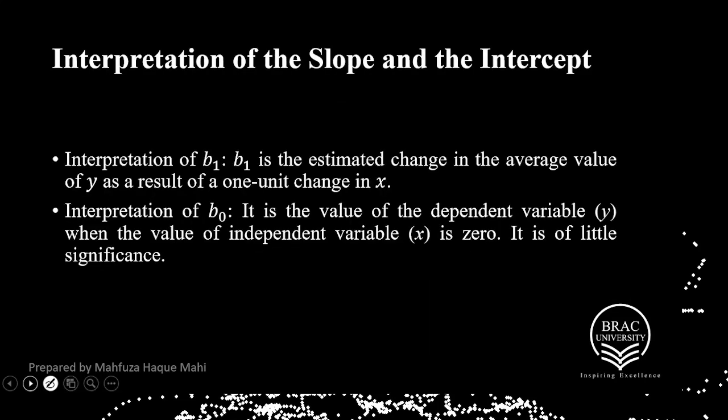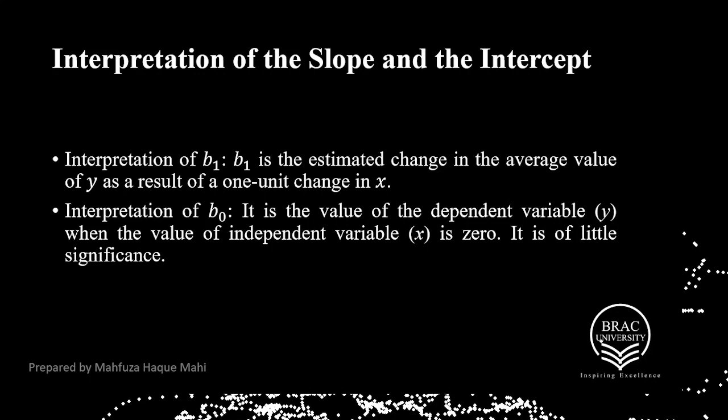Now look at the interpretation of slope and the intercept. We know the slope term is b1. Then what is the interpretation of b1? b1 is the estimated change in the average value of y as a result of a 1 unit change in x.